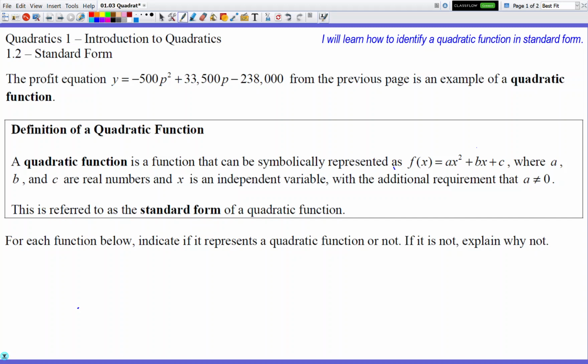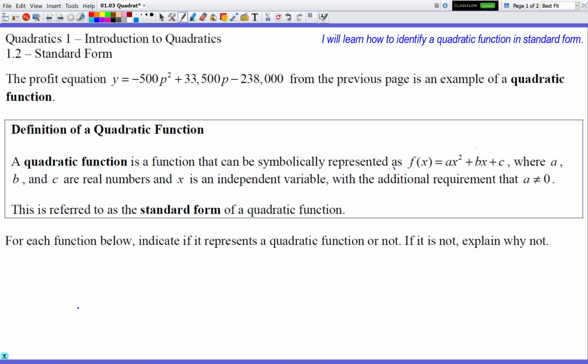Welcome to Quadratics 1.2, Standard Form. In this lesson I'm going to continue the introduction of quadratics, and I'm going to teach you about one key characteristic that, when present in the equation, qualifies it as a quadratic function. That key characteristic is the presence of some kind of a letter squared.